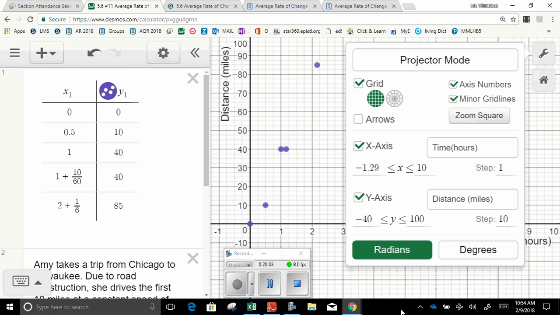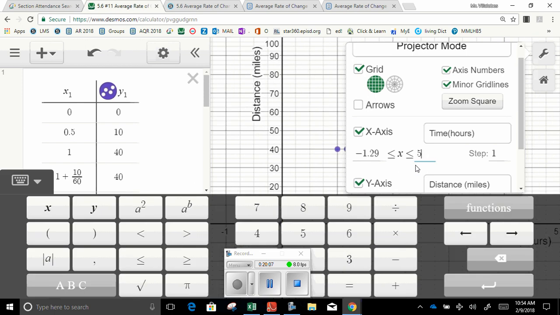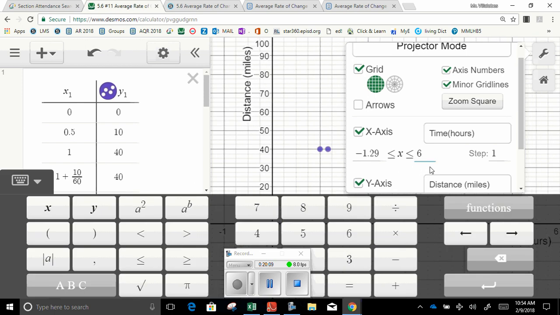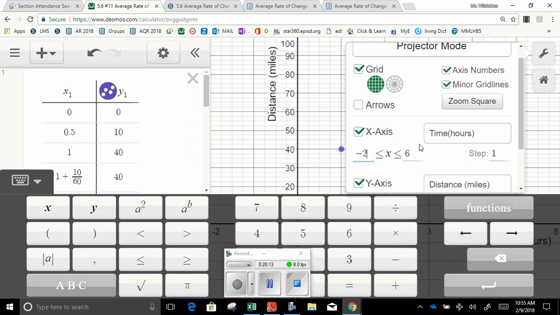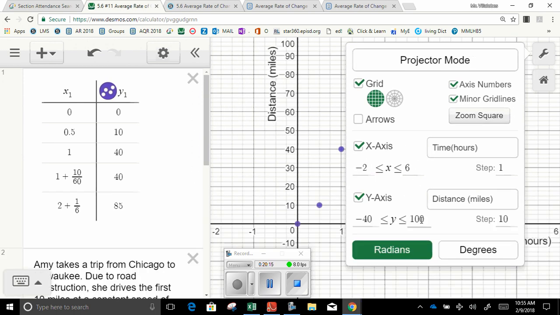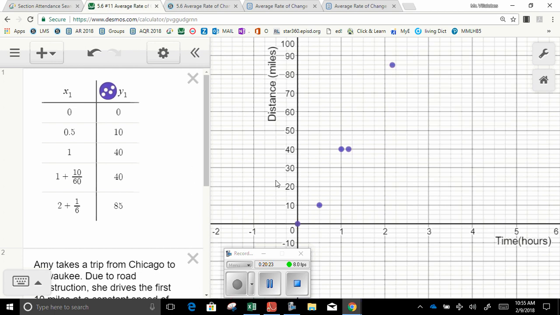Okay, actually 10 hours is too much. Let's do 5. 6 then. 6, how's that? Negative 2 to 6, negative 40 to 100, and by a step of 1 and a step of 10. Got it? Yeah. Okay.